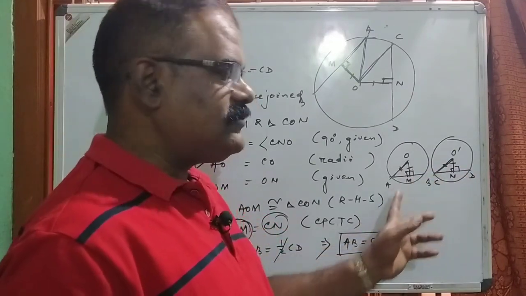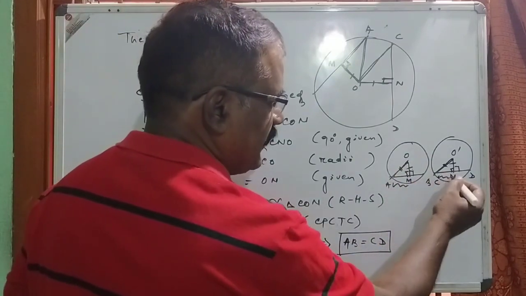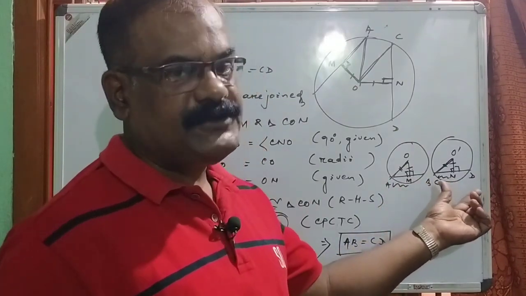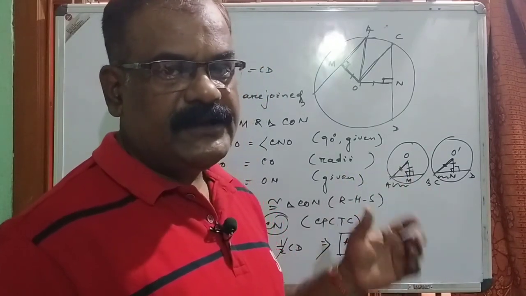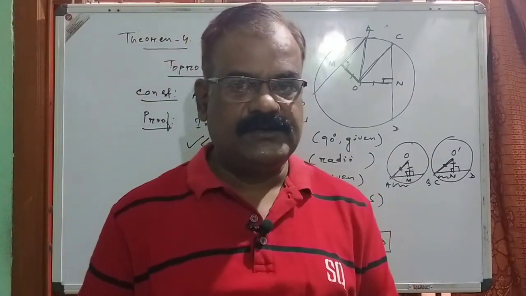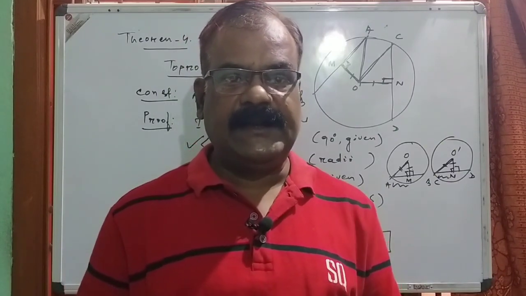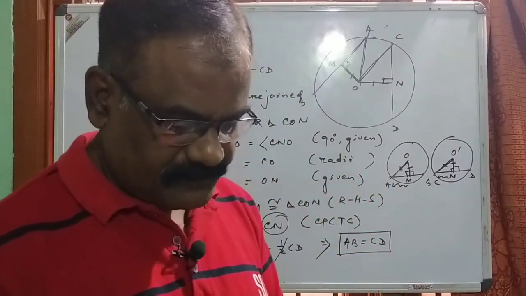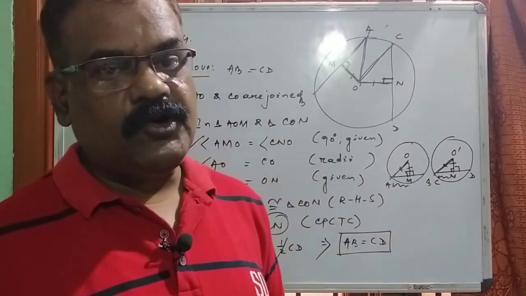So therefore in this case we can say that these two triangles are congruent and hence AM is equal to CN. But however AM is equal to half of AB and CN is equal to half of CD. So this implies that AB is equal to CD. So in the same manner, if two or more congruent circles are there, in all these cases we can say that if the chords are equidistant, then all those chords will be equal by nature. This is theorem number 4 in the chord properties.